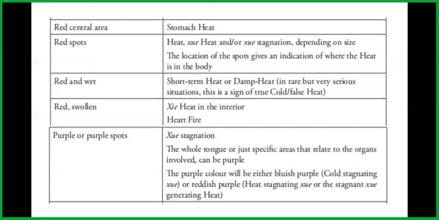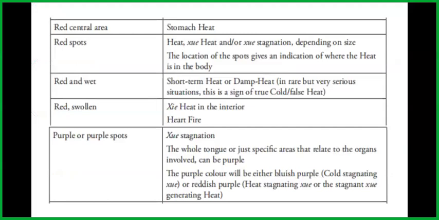Red spots is heat, and or blood stagnation, depending on size and the location of the spots, given an indication of where the heat is in the body. If it's red and wet, that's short-term heat or damp heat. In rare but very serious situations, this is a sign of true cold or false heat. When it is red and swollen, there's pathogenic heat in the interior or heart fire.